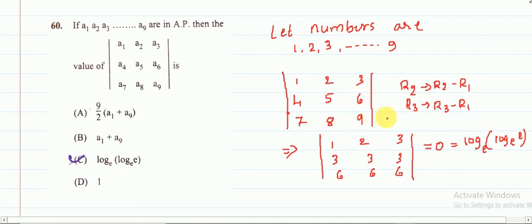Otherwise, if you apply these two operations, R2 changes to R2 minus R1 and R3 changes to R3 minus R1, then you can take 3 outside from the second row and 6 outside from the third row. Then the second and third rows are identical, therefore the value will be 0. But now 0 can be rewritten as log of e to the base e, which is 1. Log of 1 will be 0, therefore option C.